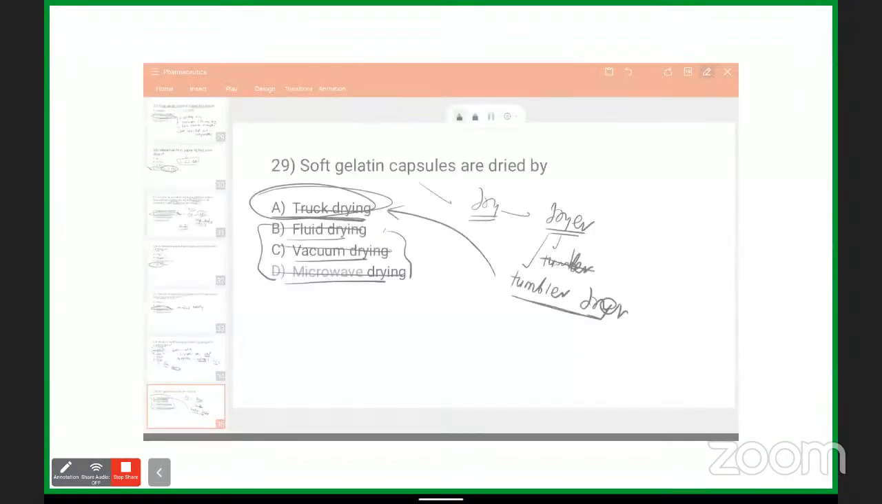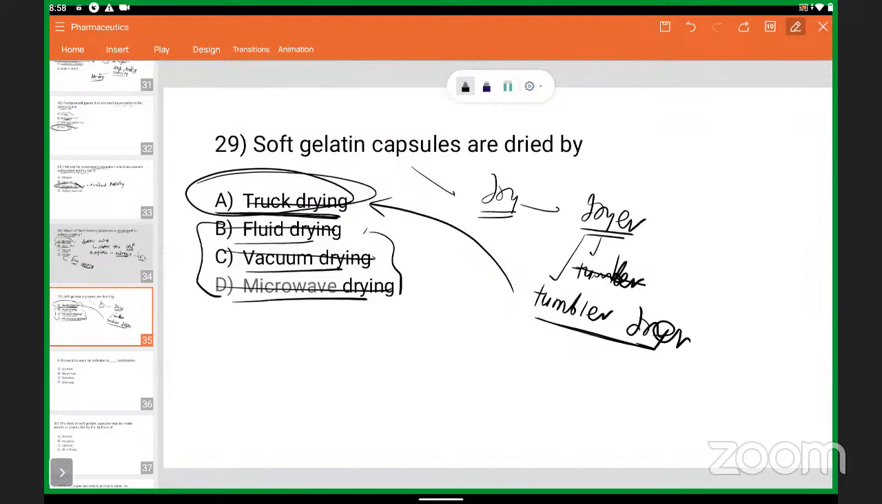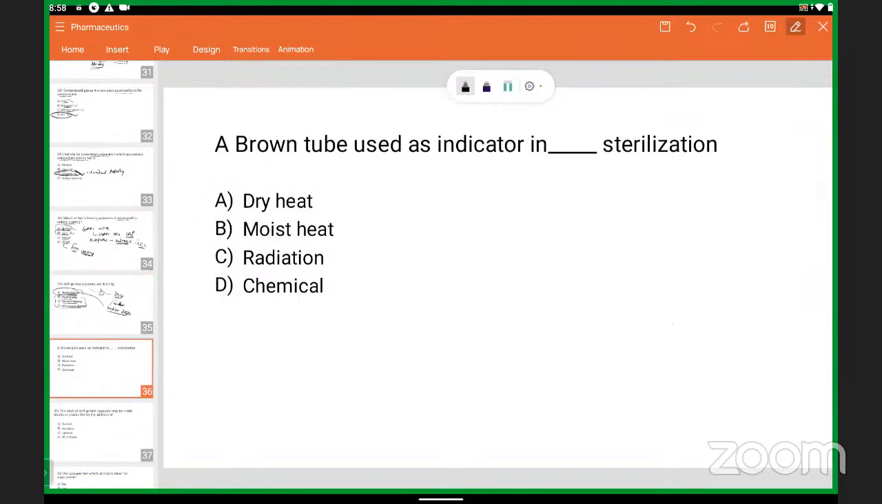Let's move to the next question. That is, a brown tube is used as indicator in dash dash sterilization. This is a direct question from microbiology. The biological indicators and chemical indicators that we use for sterilization, that is the area they have targeted for this question.